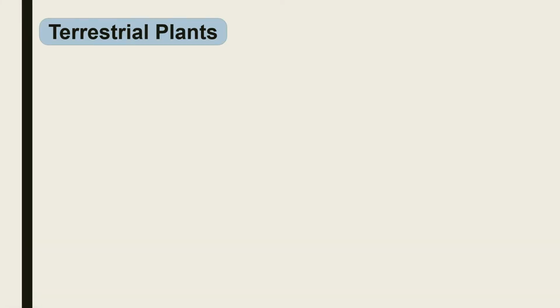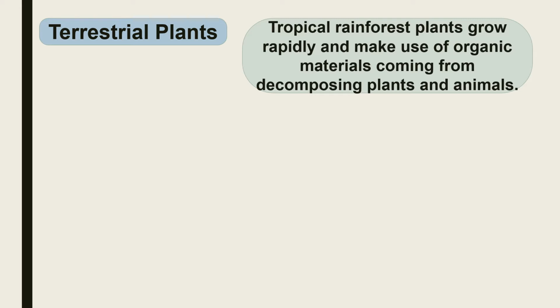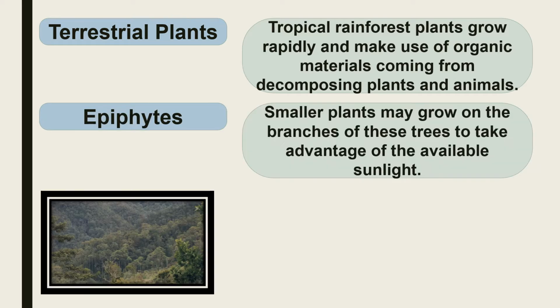So first, what are terrestrial plants? Tropical rainforest plants grow rapidly and make use of organic materials coming from decomposing plants and animals. Epiphytes, smaller plants, may grow on the branches of these trees to take advantage of the available sunlight.